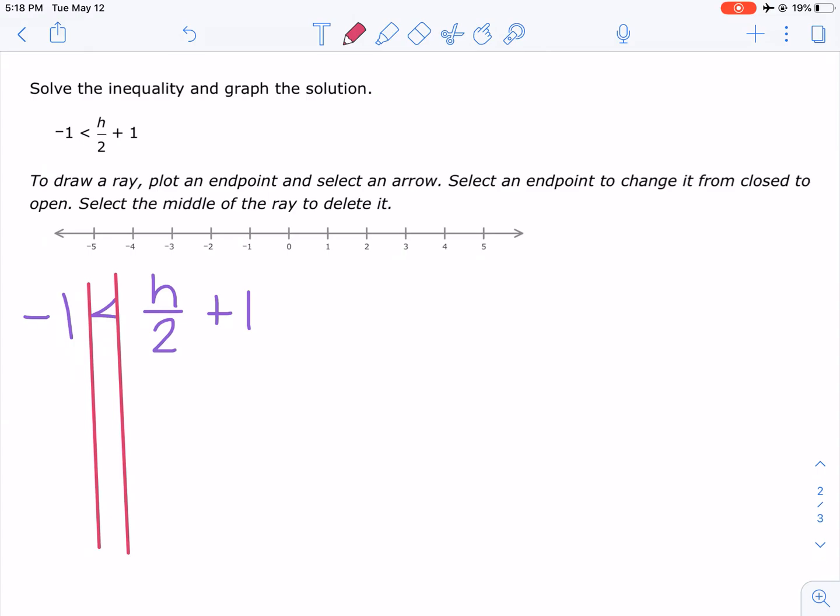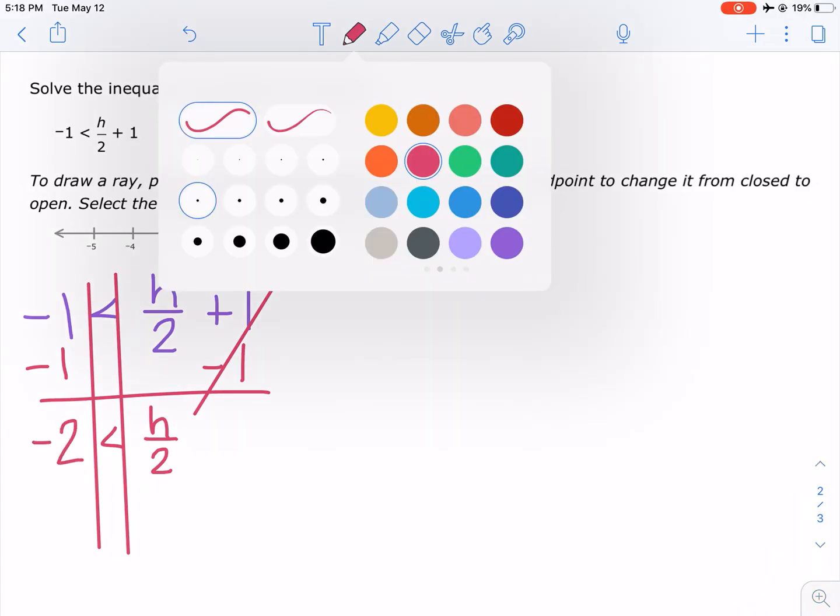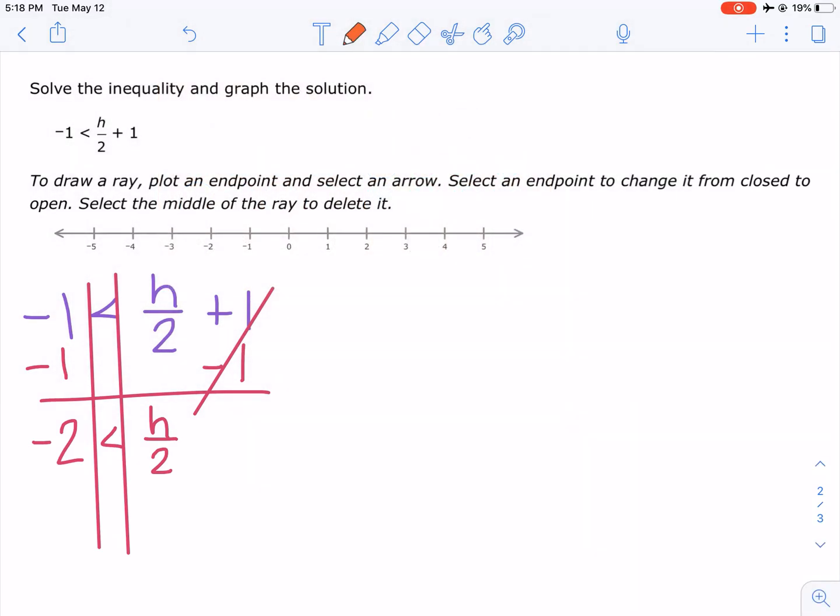I see a plus 1, so my first step is going to be to subtract 1 from both sides. Now I have h over 2 and negative 1 minus 1, which would leave me with negative 2. Now when I see h over 2, this means h is being divided by 2. So I have to think to myself, the opposite of dividing something by 2 would be multiplying by 2. So I'm going to multiply both sides of my equation by 2.